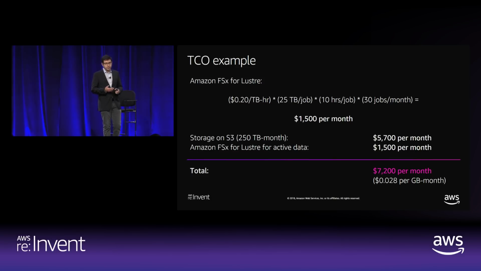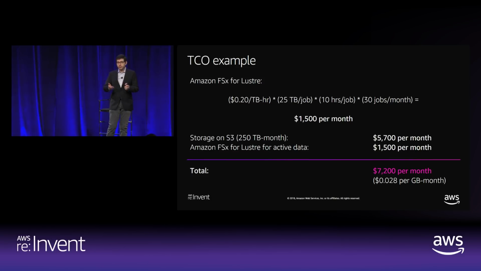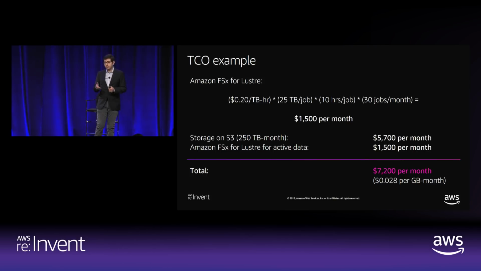Well, again, it's 20 cents per terabyte per hour times the 25 terabytes per job. And every job is 10 hours. You have 30 of those a month. So you're talking about $1,500 a month of spend. That's in addition to the $5,700 on S3 for your full data set. So for most use cases, this is going to be a pretty small percentage of your overall storage bill. You'll have your larger data set in S3, and you'll be able to selectively process portions of it and pay a relatively small amount storage-wise for doing that.